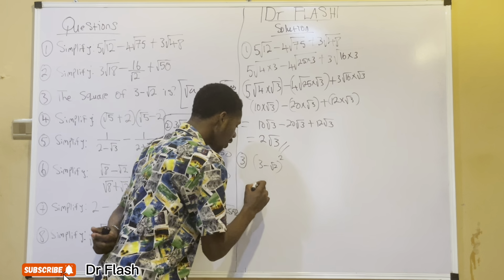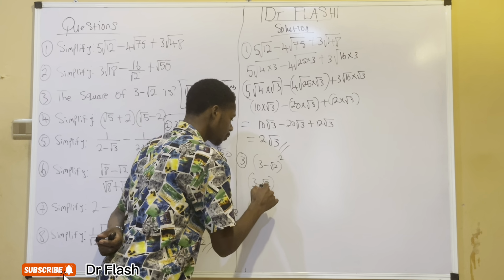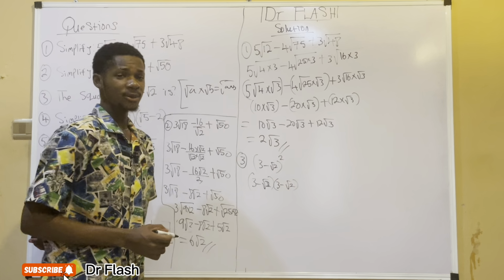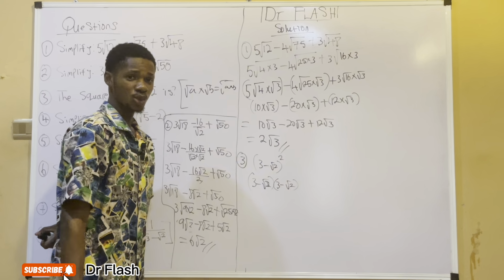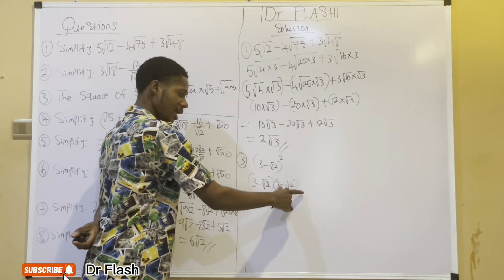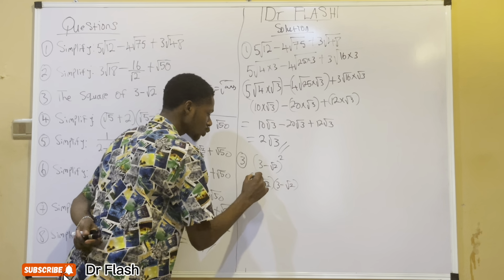So we are going to have 3 minus root 2 multiplying 3 minus root 2. Don't make the mistake of putting a plus here thinking it's difference of 2 squares. It doesn't work that way. What we're having here is this one multiplying by itself. So from here we're going to do the math. The first one multiplies the first one.